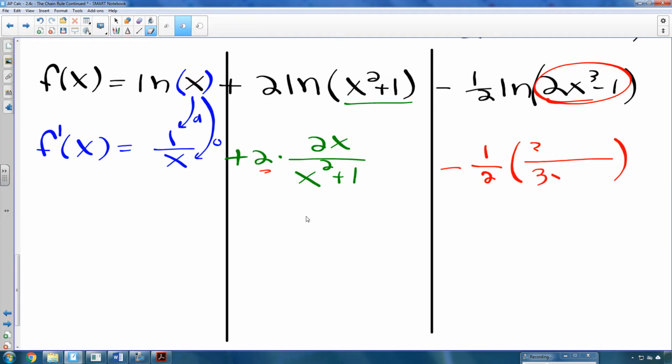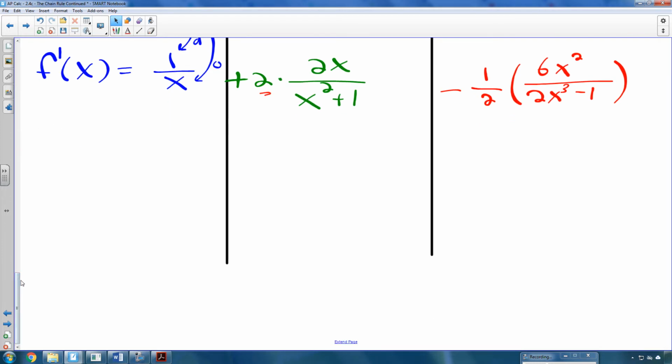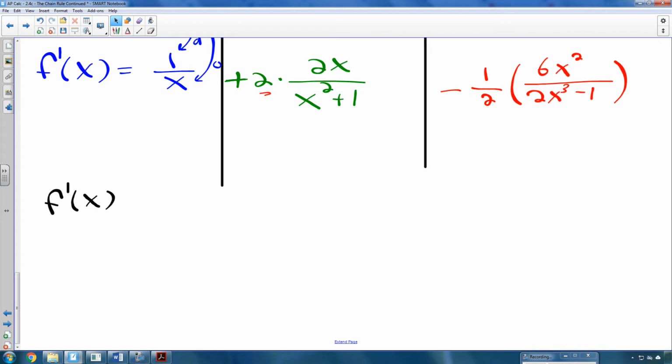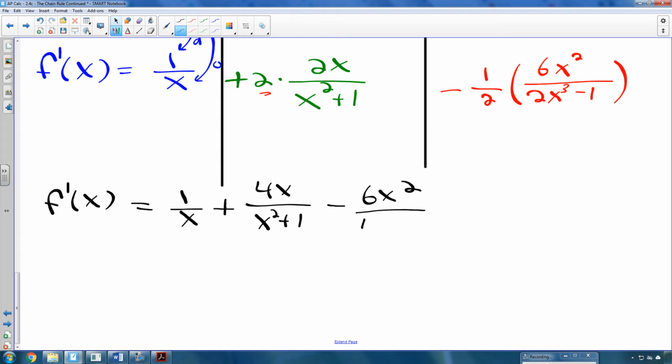Okay. So I put the original on the bottom, right? And then I derive what I just wrote down, which is 6x squared. So that's it. We've now done all of the calculus necessary for this. So we're going to keep going and simplify this a tiny bit. So f prime of x is equal to 1 over x plus 4x over x squared plus 1 minus 6x squared over 4x cubed minus 2. And that's it.